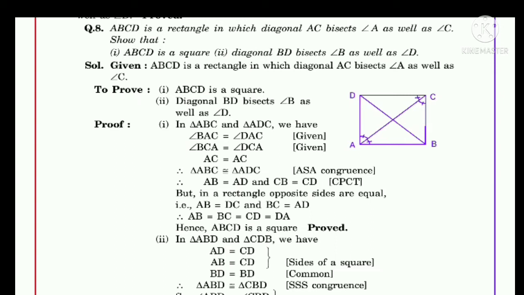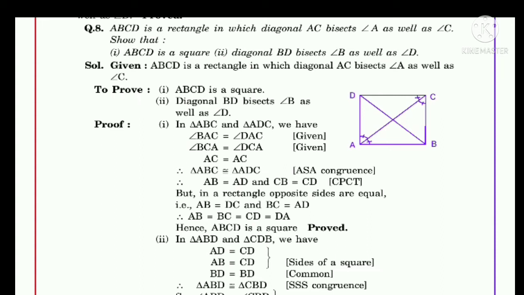Therefore the side AB equal to AD, from which condition do we write? By CPCT. CPCT means corresponding parts of congruent triangles. So that means if these two triangles are congruent, then their shape and size are equal. So from there we can say AB equal to AD as well as CB equal to CD.